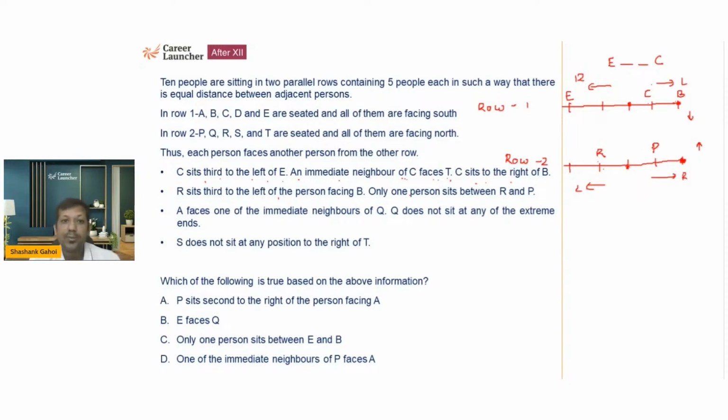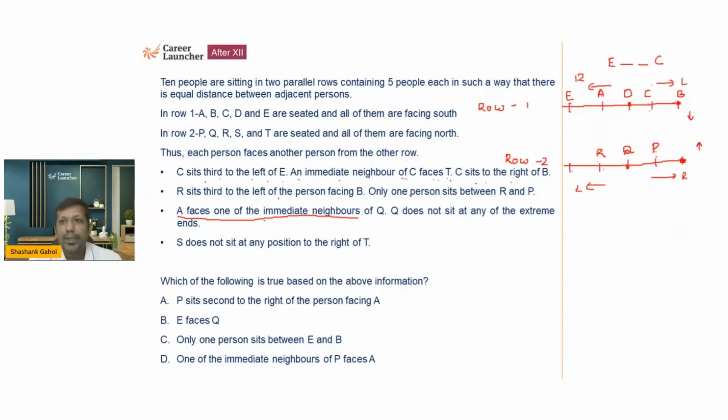Okay. There is only one person sitting between R and P. A faces the immediate neighbors of Q. Okay, now where is Q? Q can be this, Q can be this, Q cannot be this because of the immediate neighbors of Q. So, okay, and Q does not sit at the extreme ends. So basically Q is going to be here. Now this line says A faces an immediate neighbor of Q. So immediate neighbor of Q is P, and who's facing P? That is C. So it means this cannot be A. So where I'm going to place A, that is going to be here. So A is facing immediate neighbor of Q. So who's left out? That is D.